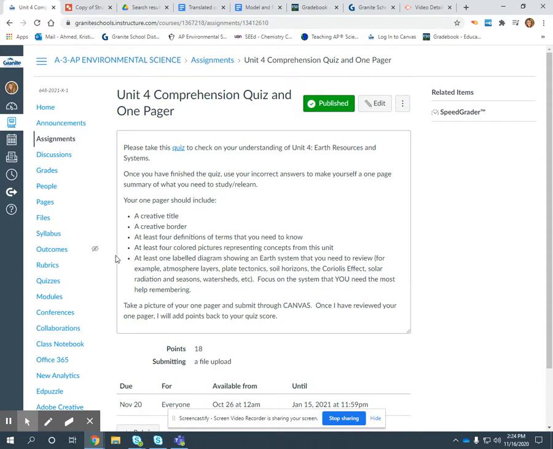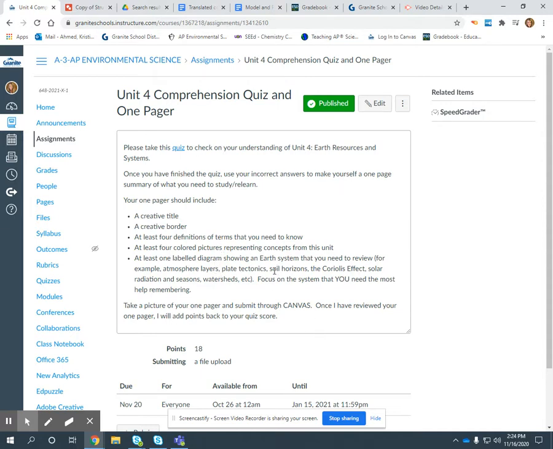The last component that you need for this one-pager is one labeled diagram showing an Earth system. Some examples of Earth systems could include atmosphere layers. It could include plate tectonics, different types of plate boundaries. Remember we talked about convergent, divergent, and transform boundaries. So you guys can make a labeled diagram showing plate tectonics and subduction.